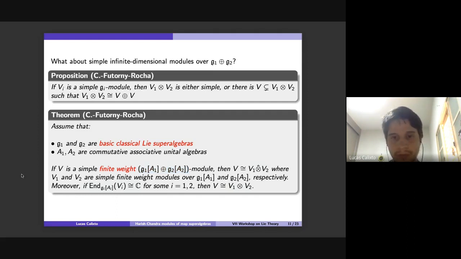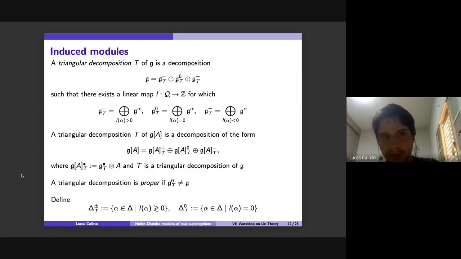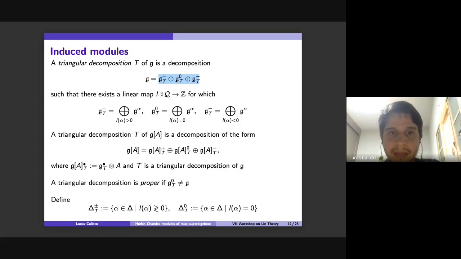It's going to be very important to the constructions. So now let me talk about induced modules. I want to start with triangular decomposition. A triangular decomposition T of G is just a decomposition in this way. We have three pieces, positive, 0, and negative piece. And these subspaces are defined using a linear map. Here I didn't say what this Q is: this is the root lattice of G, so we just take the free module generated by the roots.